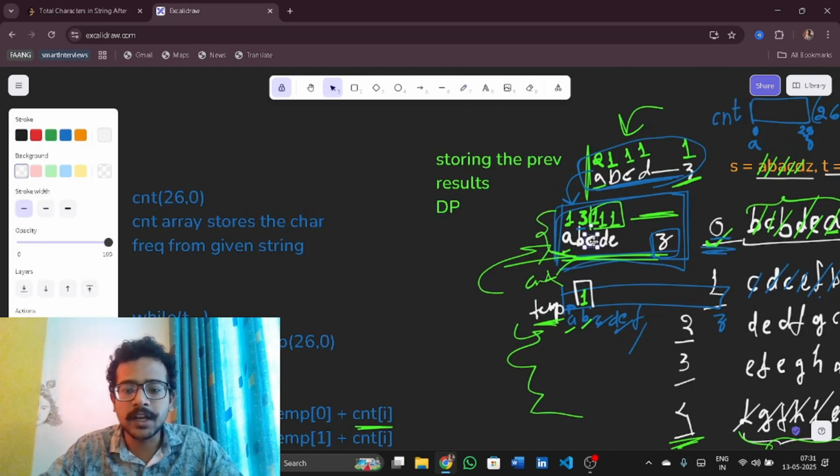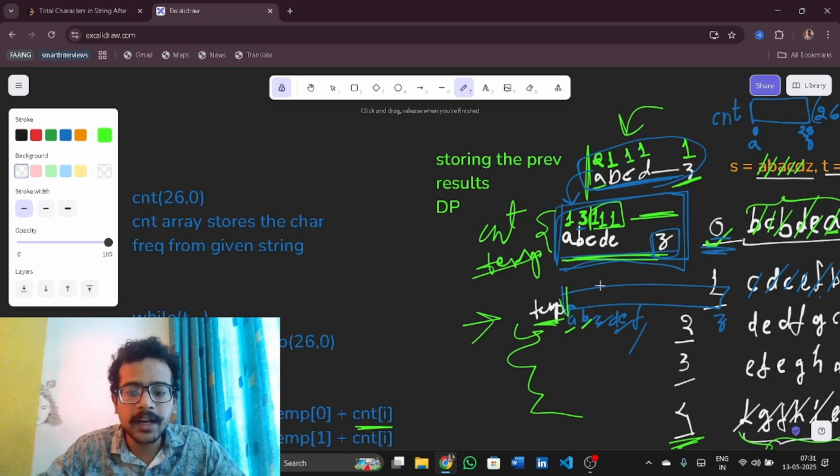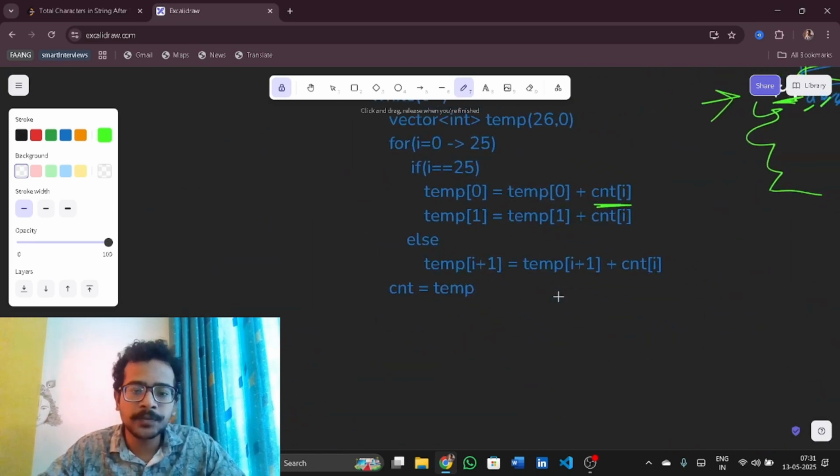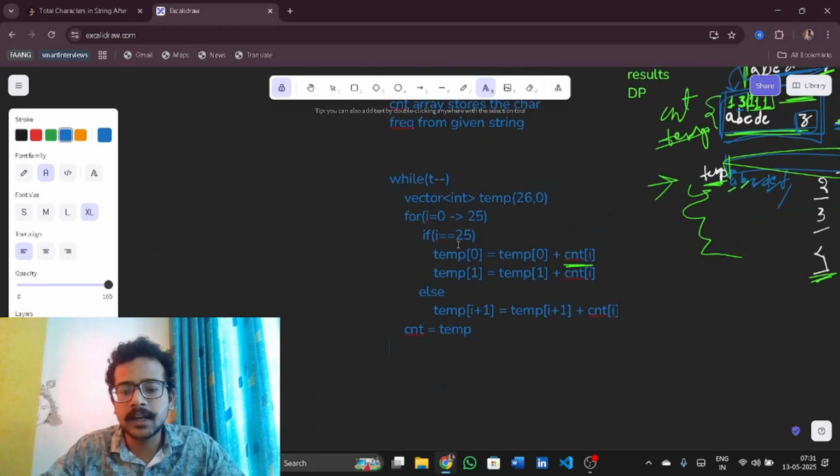This was the temp array, and I am changing it. Now I have changed it: when I got here, this was changed to the count array, and I have initialized a new temp array there. Now count is equal to temp. I think it is clear for you.